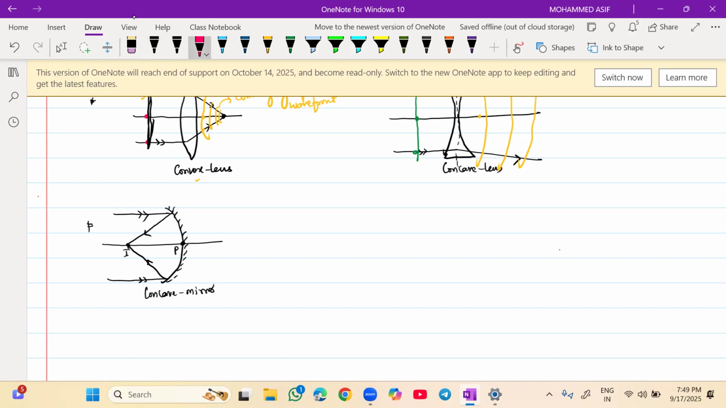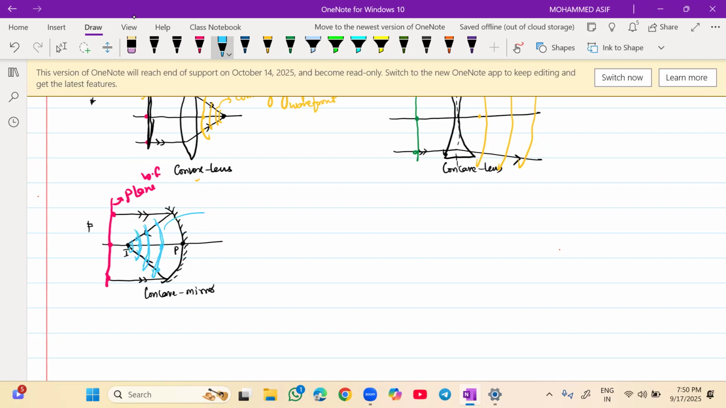Now tell me, if I take this locus and this locus, what type of wavefront has been incident on this one? A plane wavefront. When a plane wavefront is incident on your concave mirror, what type of wavefront are we getting? We are getting a converging spherical wavefront. First this will form, next this one will form, and finally they will converge here.